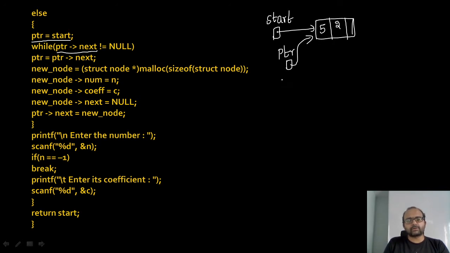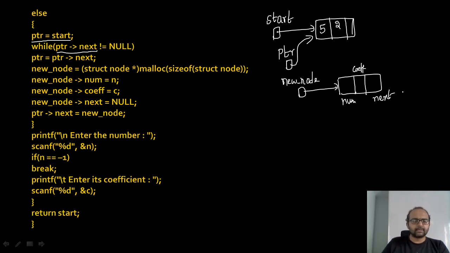Now this is going to create a new node. The new node pointer will be pointing to the newly created node, and this newly created node again contains three parts: the number part, the coefficient part, and the next part. Now you can see the n value. Let us suppose this time 3 is the number and the coefficient is 1, and next is initialized to null.